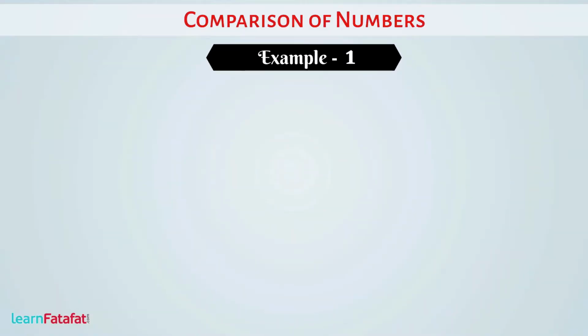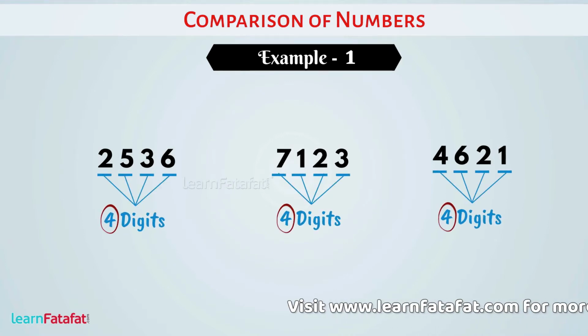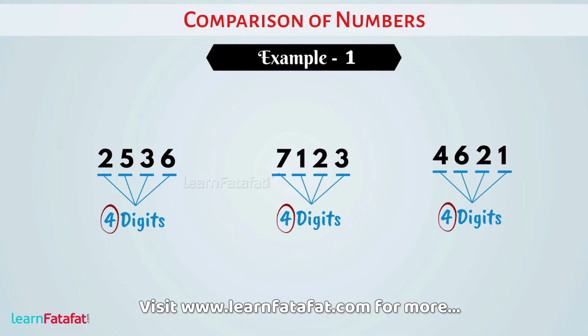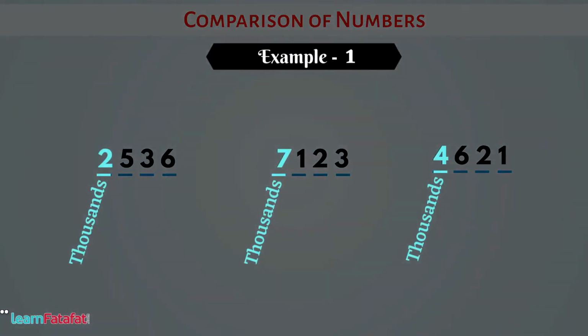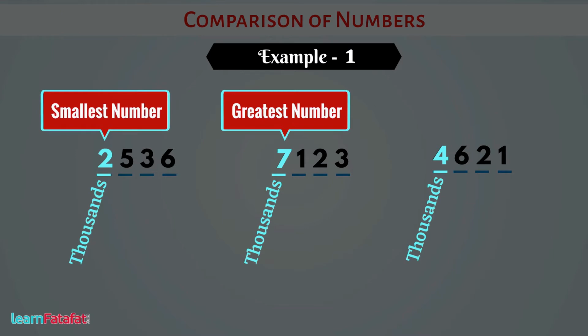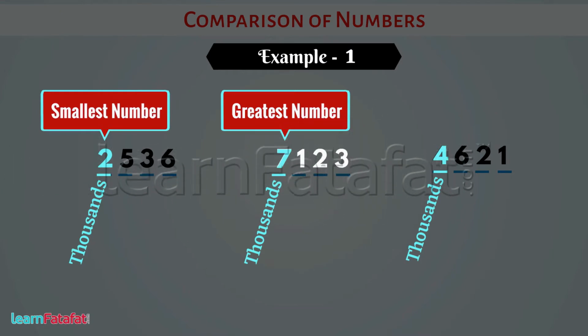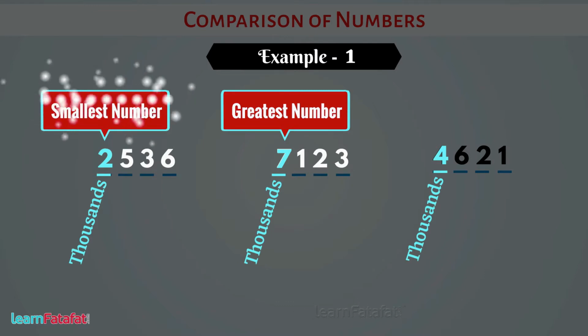Example: compare these numbers. There are 4 digits in each number. Since number of digits in each number are same, so we cannot use condition 1. Compare digits at thousands place. 7 is greatest and 2 is smallest. The number 7123 with digit 7 at its thousands place is greatest number. The number 2536 with digit 2 at its thousand place is the smallest number.